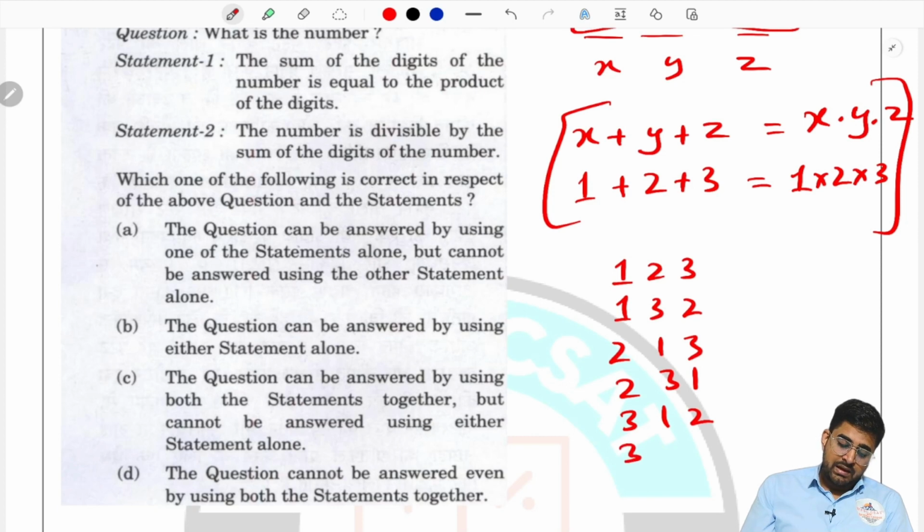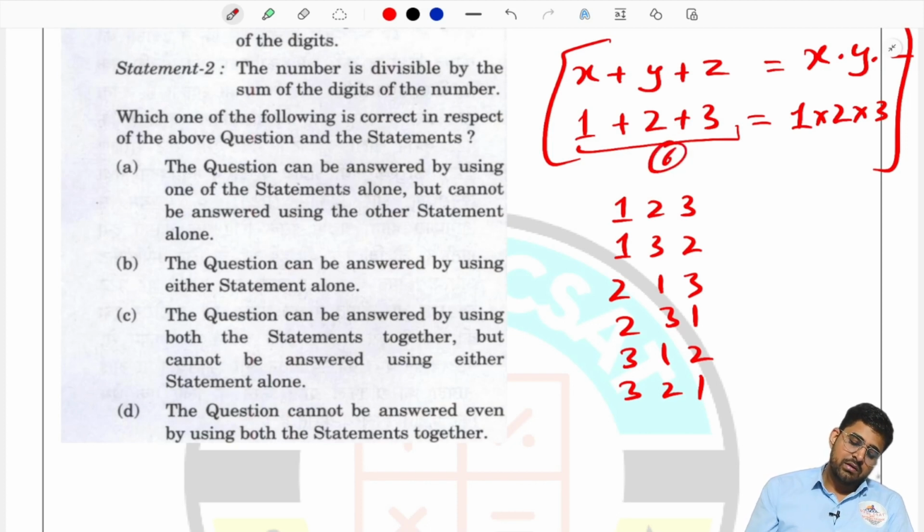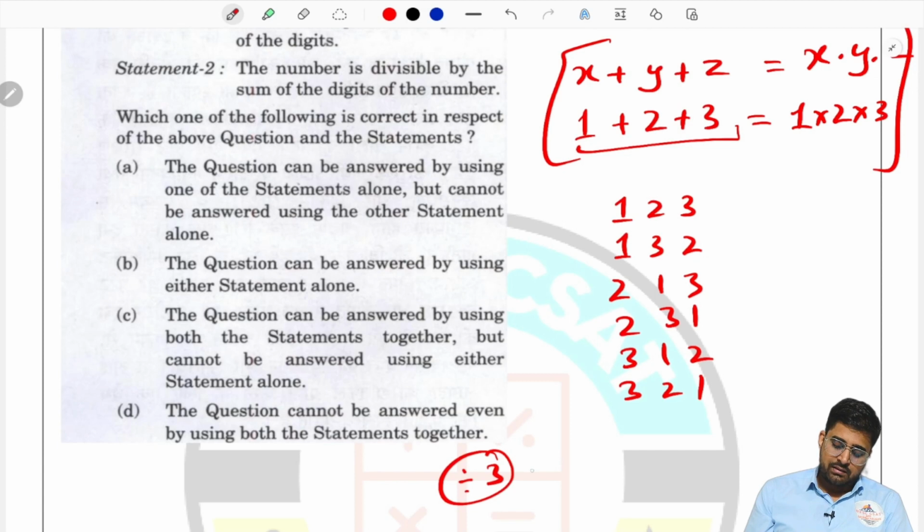Now they are saying that the number is divisible by the sum of the digits of the number. So the sum of the digits of the number is 6. We knew that. Okay. Now apply the divisibility rule of 6. The divisibility rule of 6 says it should follow the divisibility rule of 3 and the divisibility rule of 2 also.